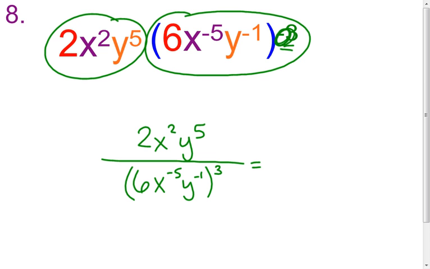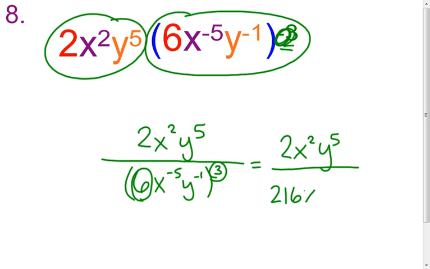On the top there is nothing I can do. On the bottom, I need to take 6 to the third power, which means it's 6 times 6 times 6. So 6 to the third power is 216. X to the negative 5 times 3, because I only see one exponent in the bottom and I'm raising it to a power, so I will multiply. Negative 5 times 3 is negative 15. And then y to the negative 1 times 3, which is y to the negative 3.